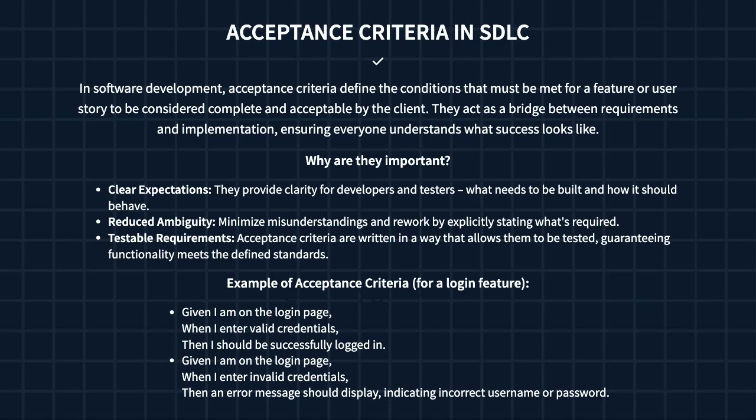Acceptance criteria aren't just vague ideas, they should be testable. A good example is for a login feature. You might say something like, given I'm on the login page and enter valid credentials, then I should be successfully logged in, and if things go wrong, there's an error message. Basically, acceptance criteria remove ambiguity and make sure we're building what the client actually wants.